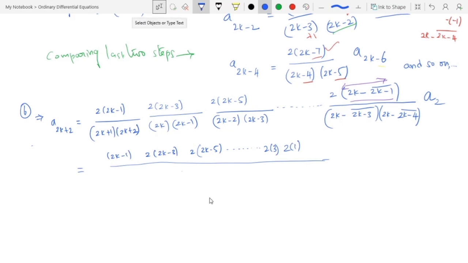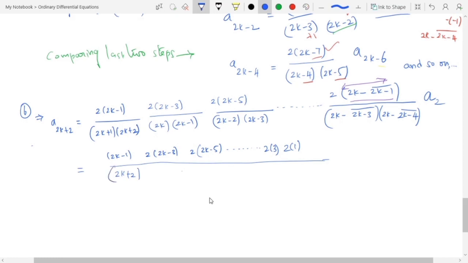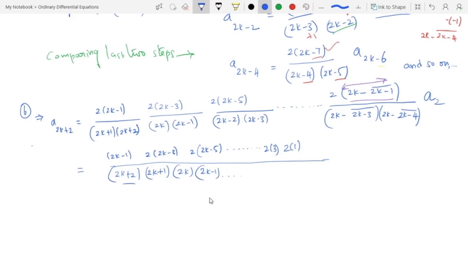Now the denominator starts from 2k plus 2. Write the next as subtracting 1 from the previous, that is 2k plus 2 minus 1, that is 2k plus 1. This value minus 1, that is 2k. The value minus 1, 2k minus 1, and so on. Come to here: 2k minus (2k minus 3), and here 2k minus (2k minus 4). Cancel each other, we get 3 into 4. So write here 3 into 4.